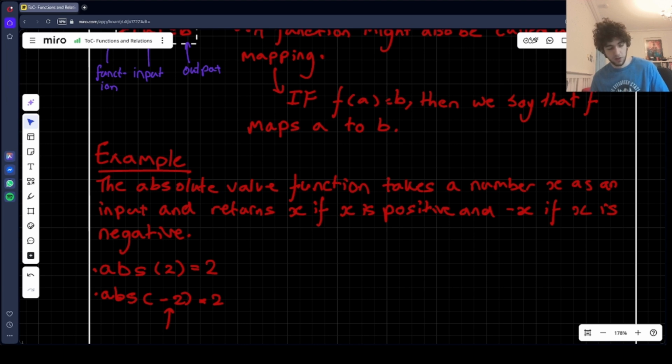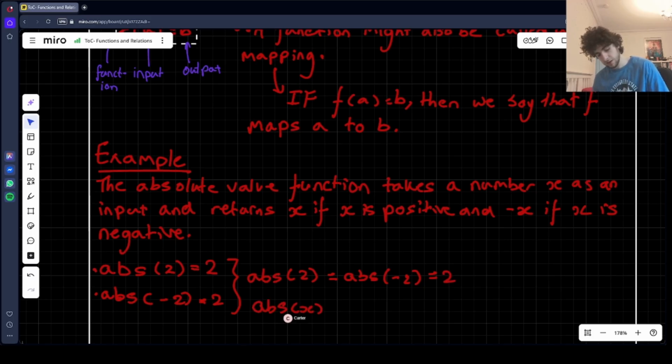So one thing that we'd be able to ascertain here is that abs of 2 is equal to abs of minus 2, which is equal to 2. And in general, it is true that abs of x is equal to abs of minus x. This is just a general thing.